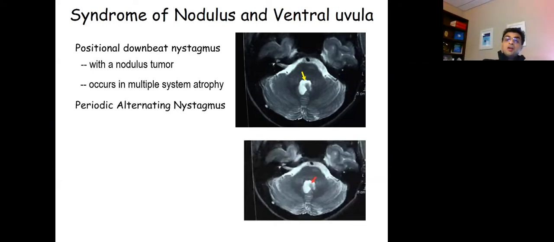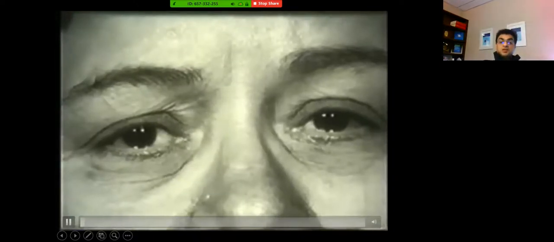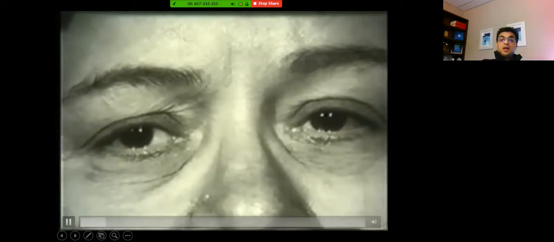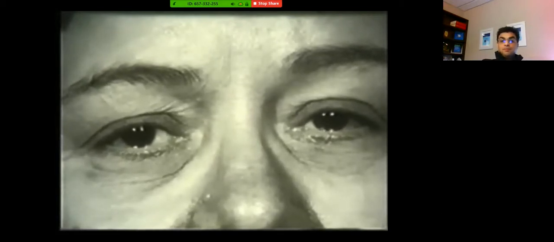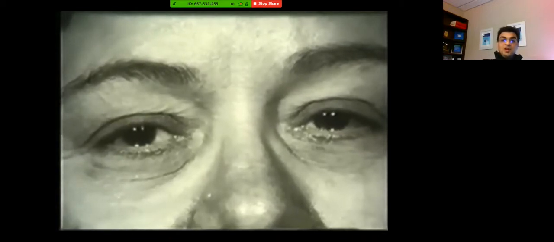And periodic alternating nystagmus is a very classic syndrome that you see with nodulus or ventral uvula lesions. It's so rare. I have seen only 3 or 4 of them so far. What you can see in this classic video is this patient is looking straight ahead, eyes are beating to the left side, and then they're kind of getting slower. And then eventually they will stop.